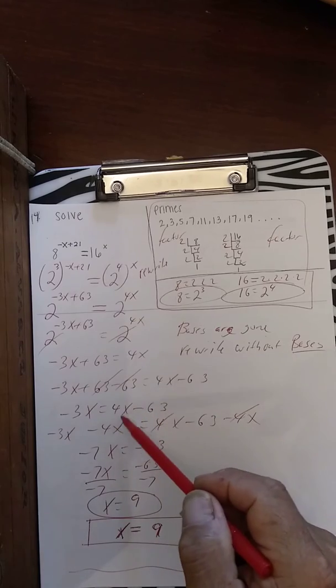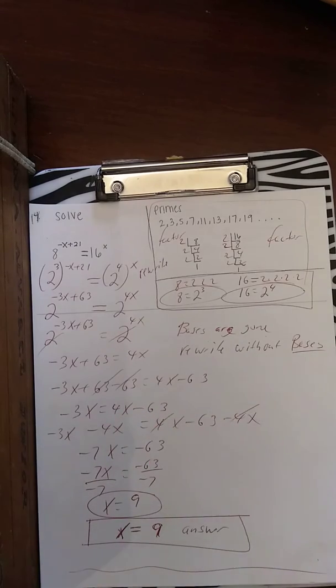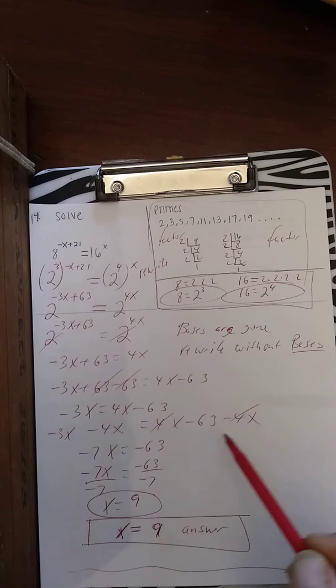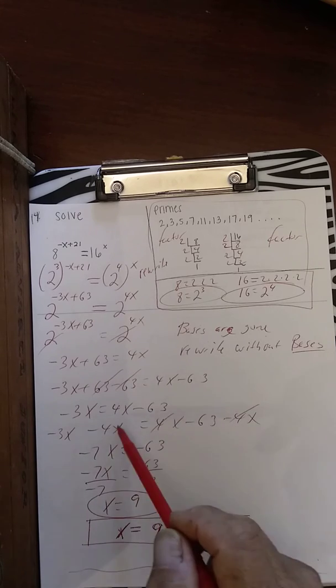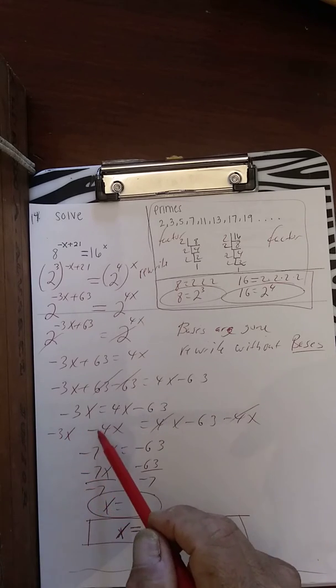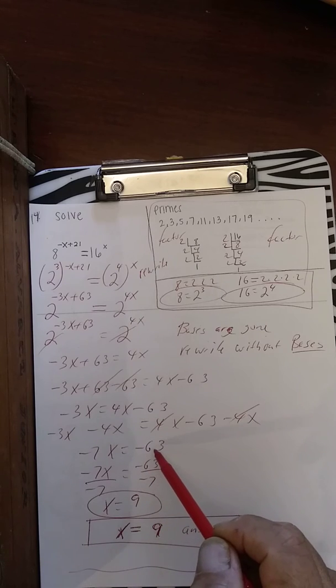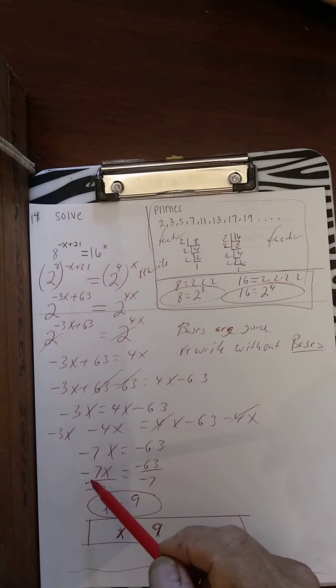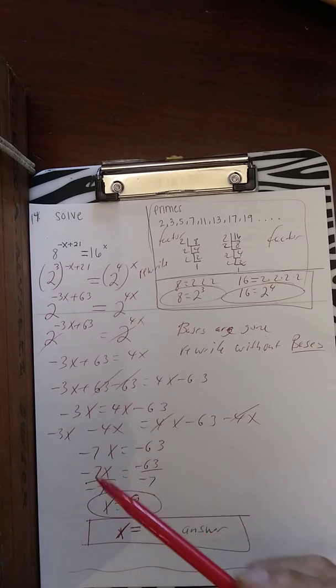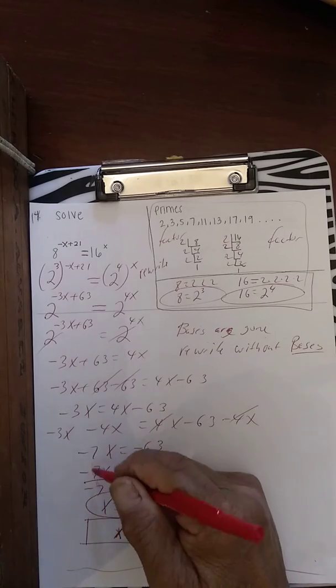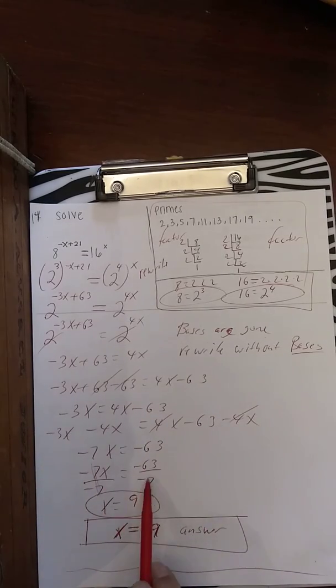So now let's get rid of this 4x here. Subtract 4x, these are gone. So negative 3 minus 4, negative 7x equals negative 63. Now divide by negative 7 and negative 7, and these are going to cancel. So negative by negative is a positive 9. So the answer for this one is positive 9.